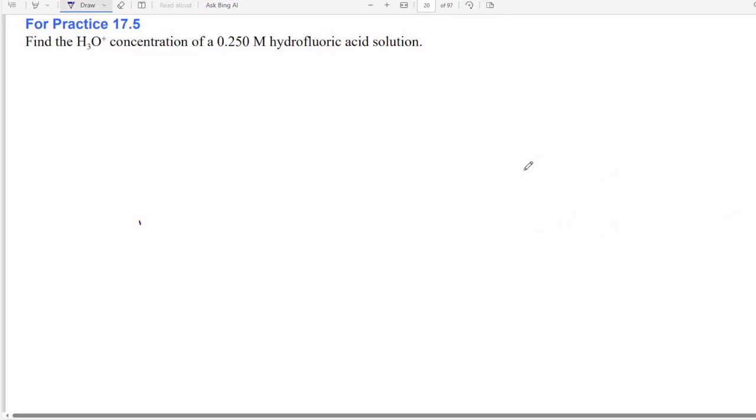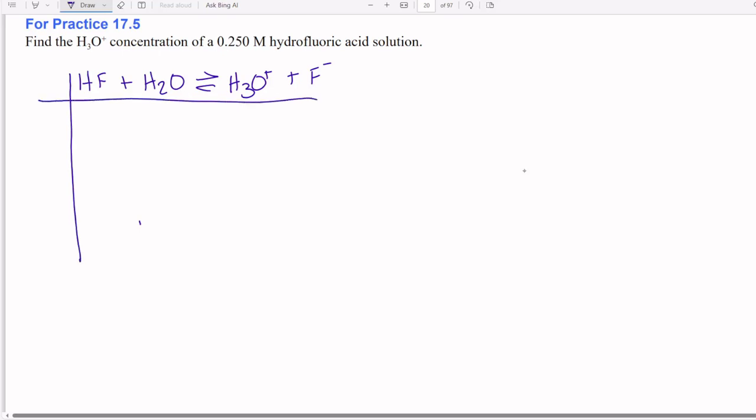So let's get started. Hydrofluoric acid is HF, and here's how we write the dissociation equation. Hydrofluoric acid plus water, and in this case the water will be acting as a base, dissociates to H3O plus and F minus. And because hydrofluoric acid is a weak acid, we can't simply use the initial concentration and plug that in to find the pH. So we'll need to calculate the hydronium ion concentration by setting up an ice table.